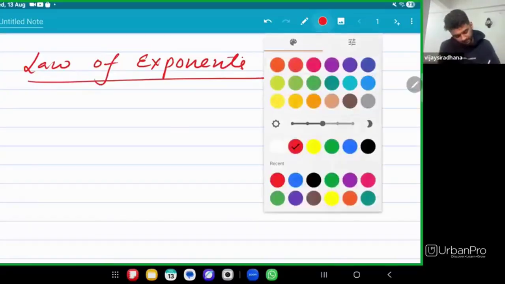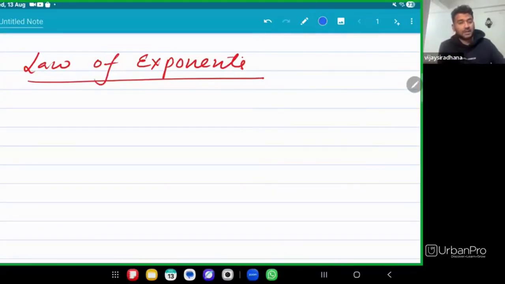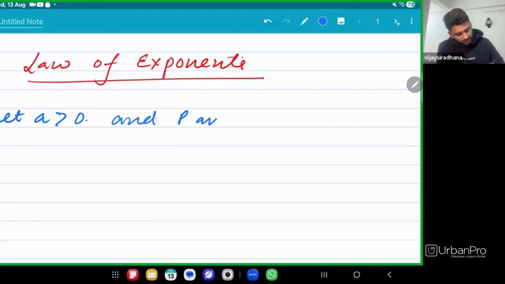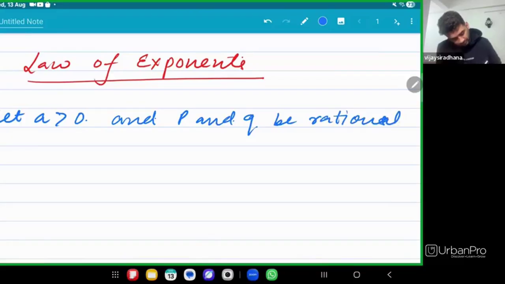Now, students, for laws of exponent, you should remember a few conditions. And what are those conditions? First of all, let a be greater than 0. A should be greater than 0. I'll tell you what a is and everything. And p and q are rational numbers.